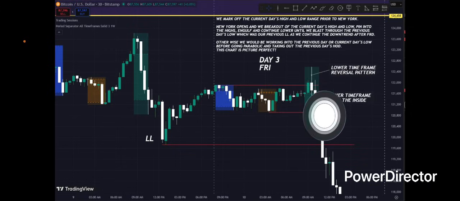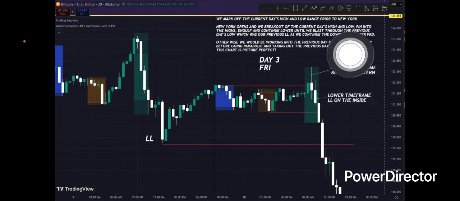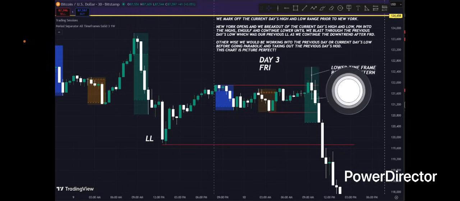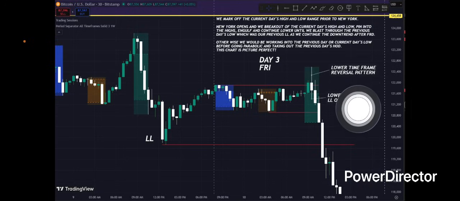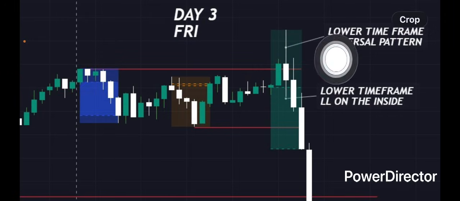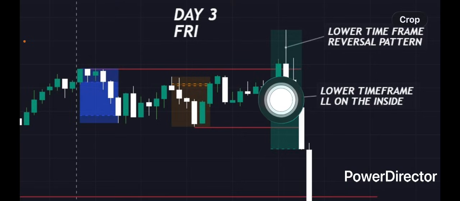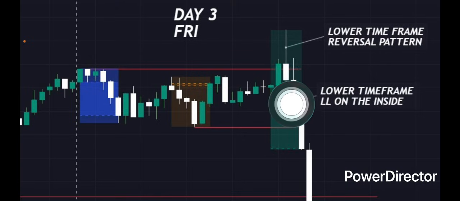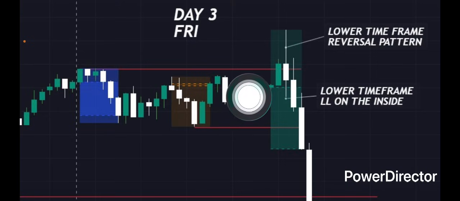Again, we're on a 30-minute time frame. If you could zoom into a lower time frame, you would see in that wick somewhere there's a reversal pattern, like an M pattern at the high of the day, or a head and shoulders pattern, maybe on a 1-minute time frame or something like that. Now, also the wick of that candle on the downside is a lower time frame, lower low on the inside.